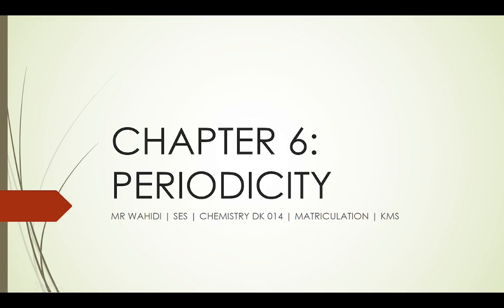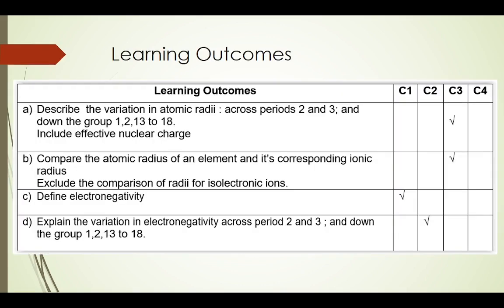Today we are going to proceed to chapter 6, Periodicity. At the end of the lesson, you should be able to describe the variation of atomic radii, whether it increases in size or decreases in size, and compare the atomic radius of an element and its ion. Ion means whether it is a cation or anion. Electronegativity will be in the next class.